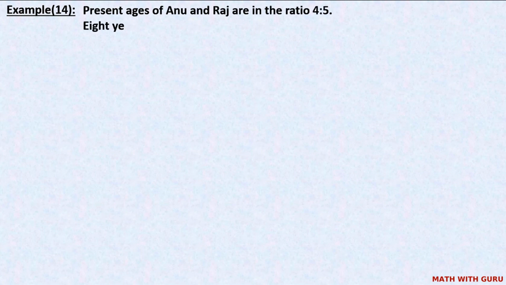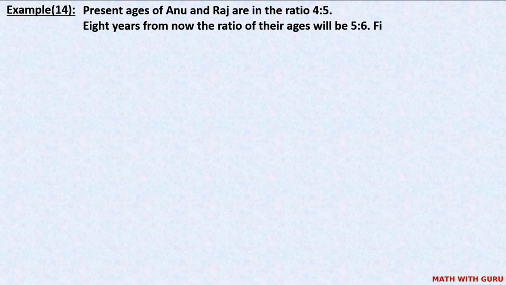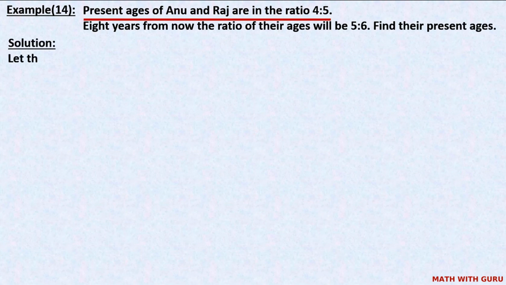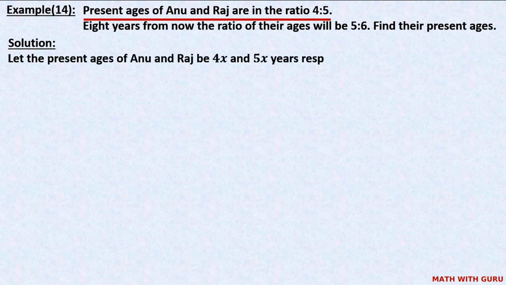Example 14. Present ages of Anu and Raj are in the ratio 4:5. 8 years from now, the ratio of their ages will be 5:6. Find their present ages. Now, let the present ages of Anu and Raj be 4x and 5x years respectively.